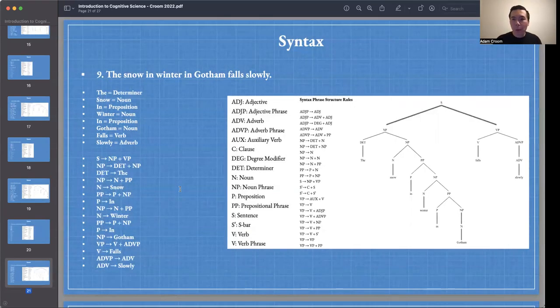So the is the determiner, snow is a noun, in is a preposition, winter is a noun, in is a preposition, Gotham is a noun, okay? Falls is a verb, and slowly is an adverb, okay? This is not new. We've discussed this in more detail in all the previous examples, okay?